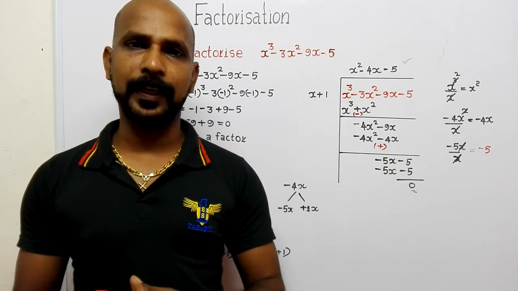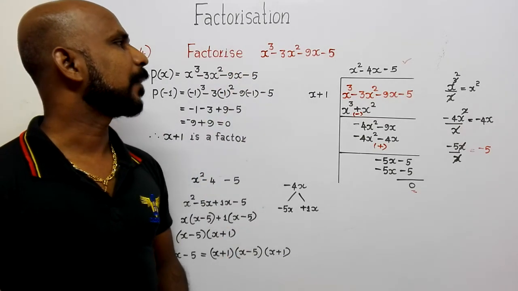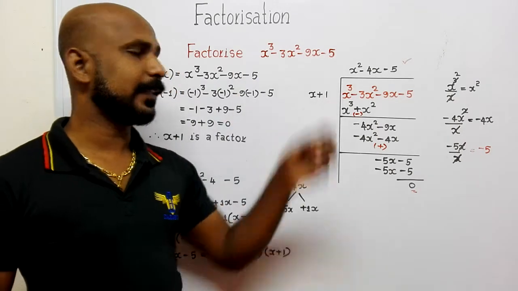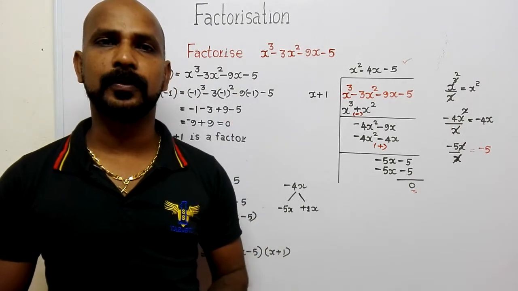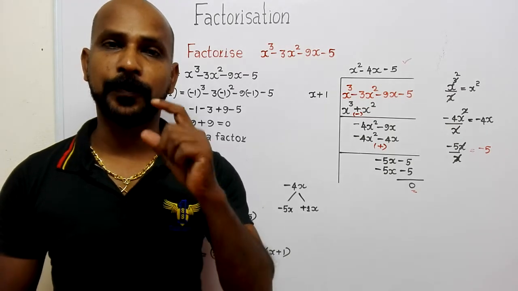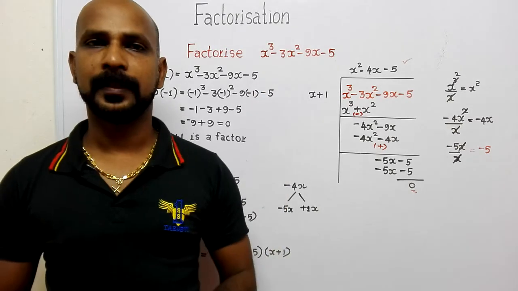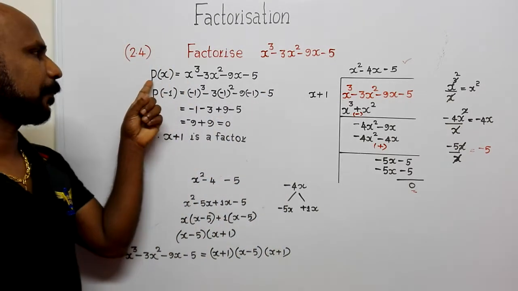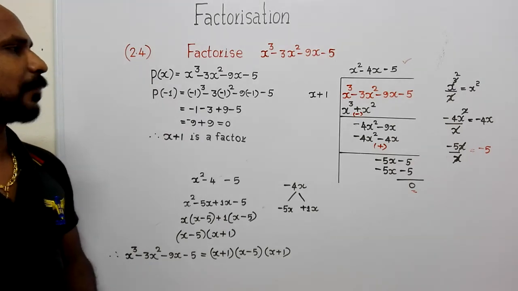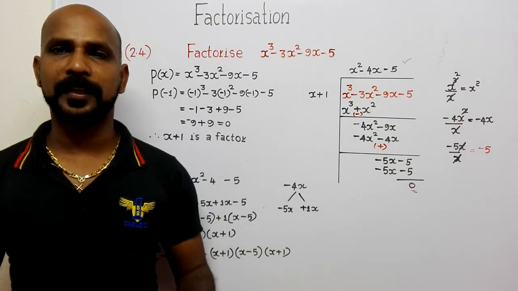But now we are going to discuss a question: x cube minus 3x square minus 9x minus 5. If you rearrange in any way, it's not possible to get the factors. So what we are going to do is find one factor of that. First of all, we should write p of x equal to x cube minus 3x square minus 9x minus 5. And we apply 1, minus 1, 2, minus 2.